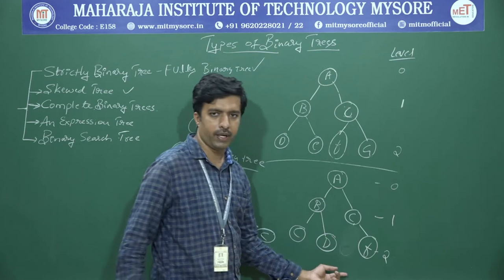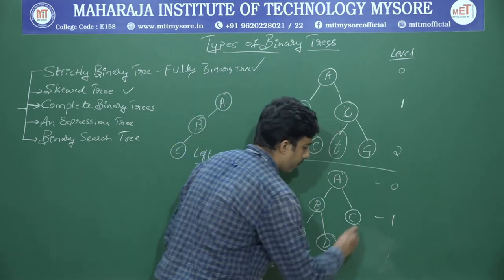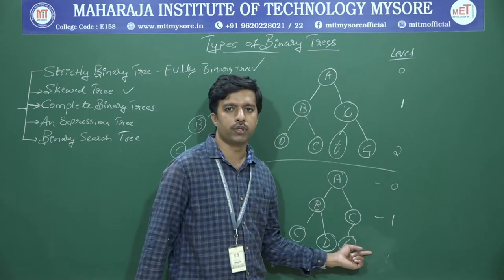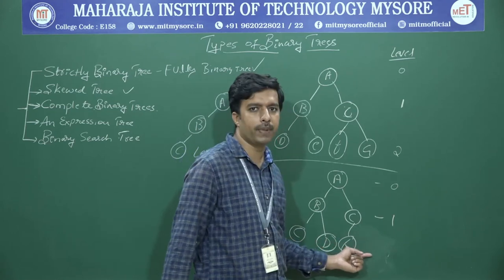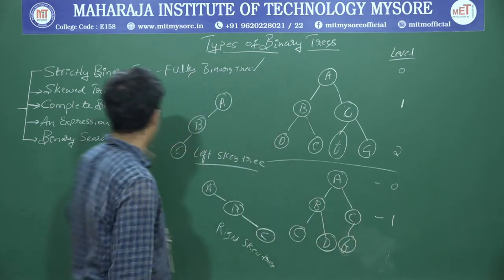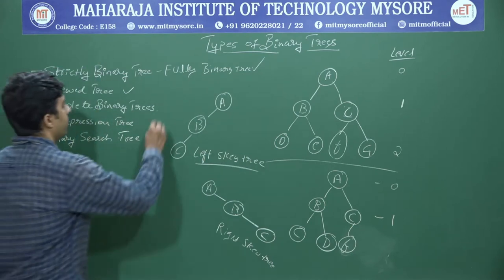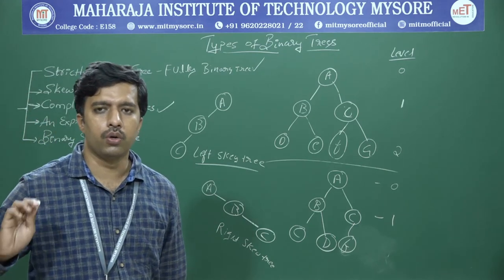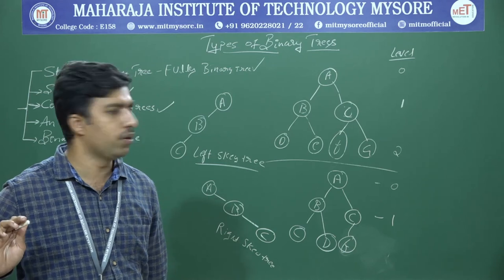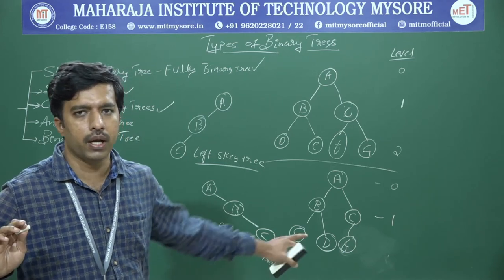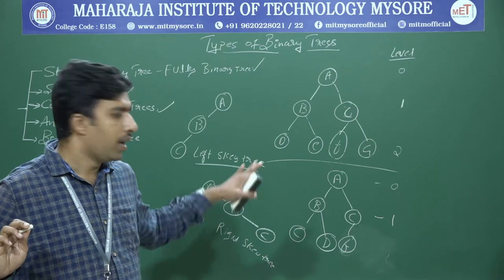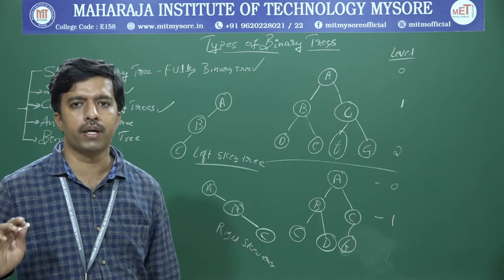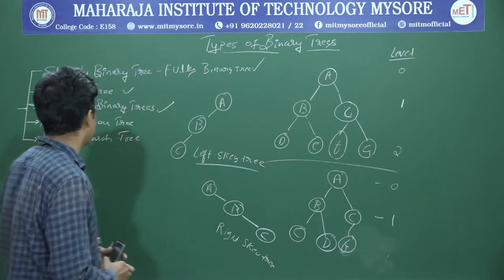This is not a complete binary tree if I am filling from the wrong side. Even though the last level is not filled, as long as it is filled from left to right, it becomes a complete binary tree. I hope you understand this. The only difference between a strictly binary tree and a complete binary tree: in a strictly binary tree, all level nodes should have 0 or 2 children. But in a complete binary tree, the last level is allowed to be partially filled, but it should be filled from left to right.